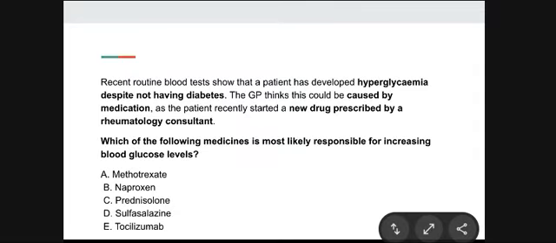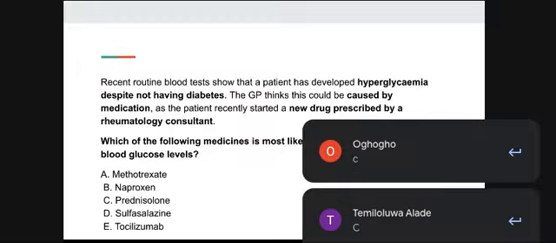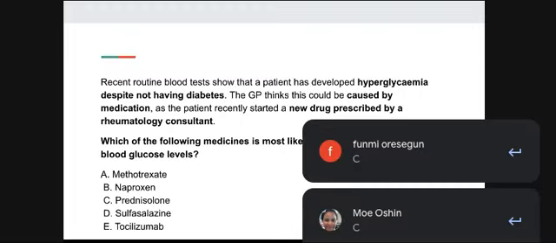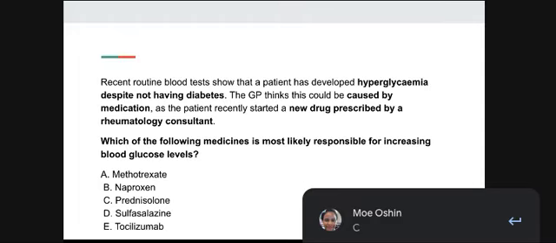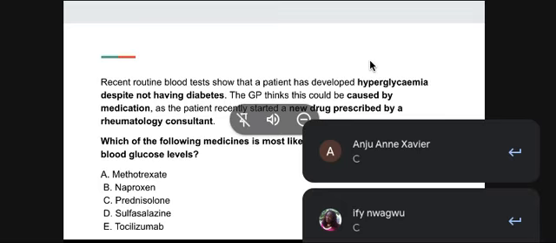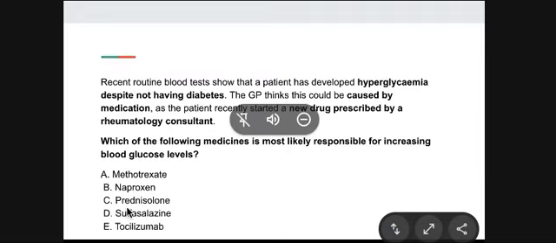Which of the following medicines is most likely responsible for increasing this patient's blood glucose level? So I've got a couple of prednisolones. Okay. Well done, everyone. So steroids can cause hyperglycemia. The patient has hyperglycemia despite not having any medication. So the culprit is most likely the prednisolone.